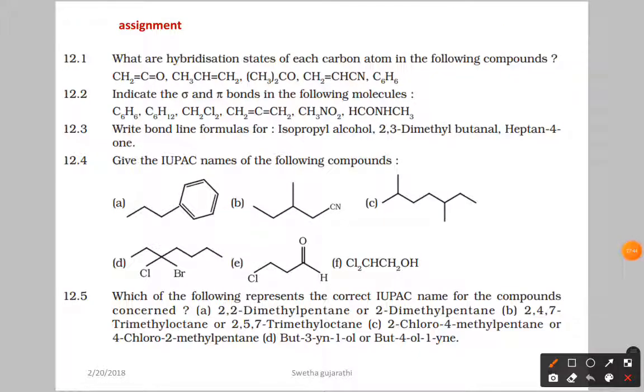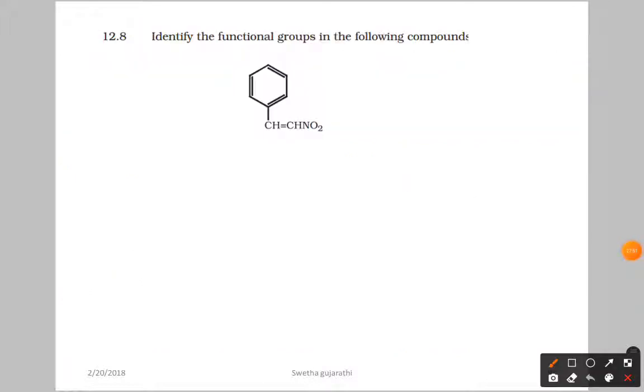Here we have some assignments, in-text questions. Just practice those. Here again we have some examples. Just work out these examples.